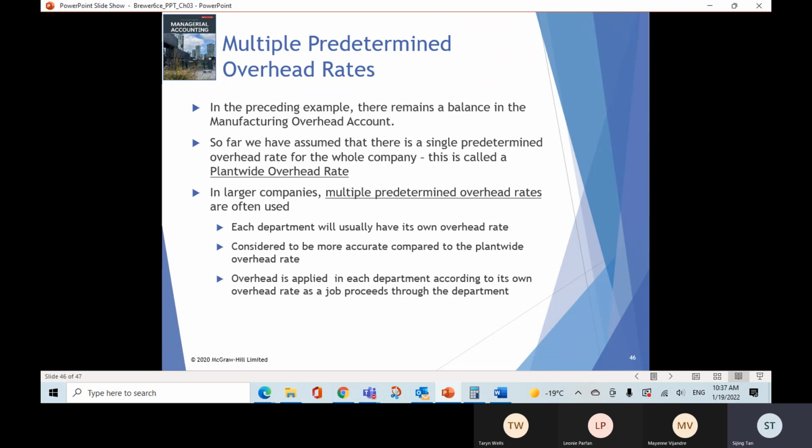It is considered to be more accurate compared to the plant-wide overhead rate. Overhead is applied in each department according to its own overhead rate as a job proceeds through the department. So in the multiple predetermined overhead rate system, each department will usually have a different overhead rate. Such a system is more complex because each department has to do its own calculation, right? It is considered to be more accurate since it can reflect differences in how overhead costs are incurred across departments. So this is the multiple predetermined rate.